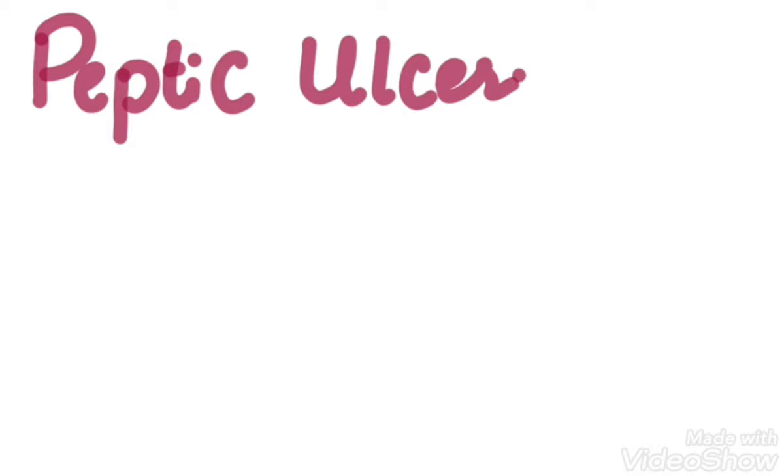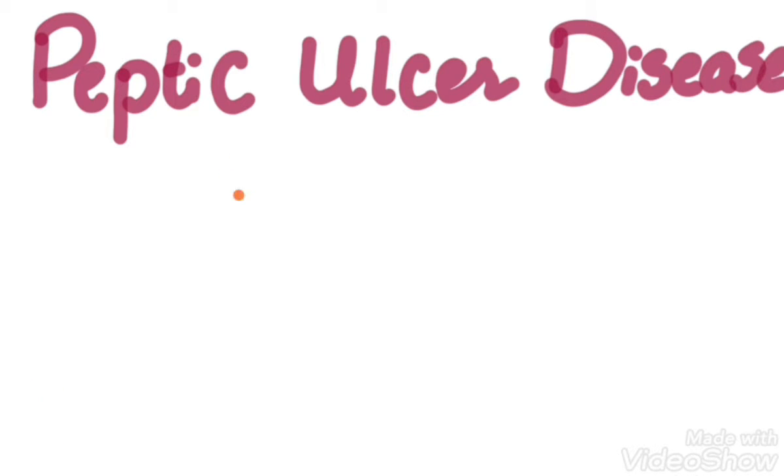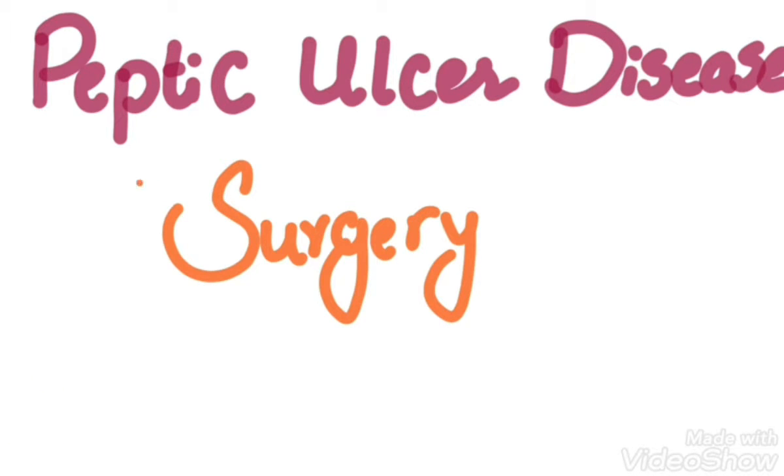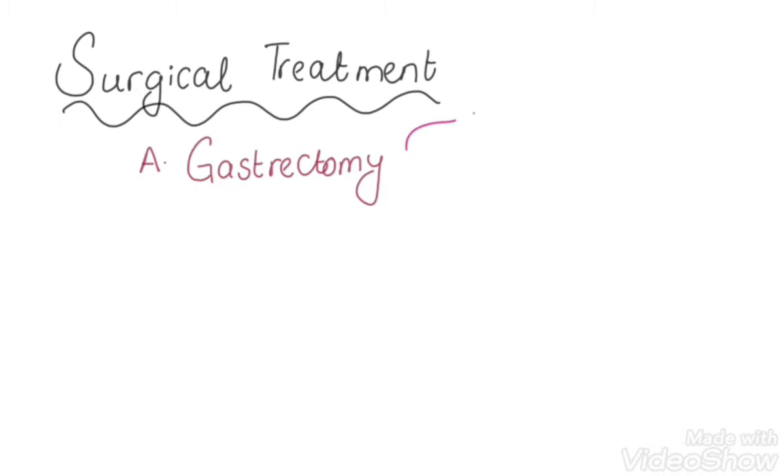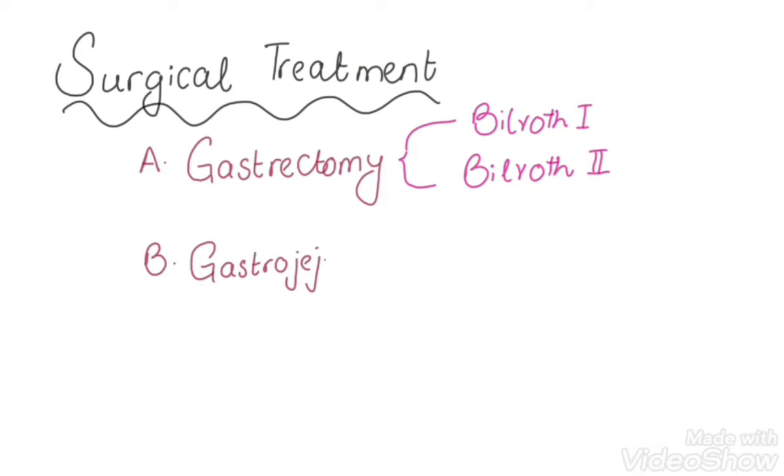In this section, we will go through the surgical interventions that are linked to peptic ulcer disease. There are 3 surgical procedures which are used to treat peptic ulcer disease surgically. First is gastrectomy, in which a section of the stomach is removed, and the rest is anastomosed. This is done by Bilroth 1 and Bilroth 2. It helps in decreasing the gastric acid production.